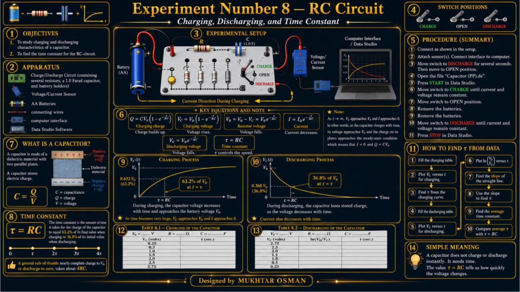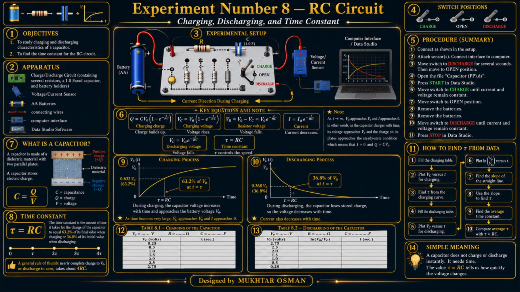7. What is a capacitor? A capacitor is made of a dielectric material with two parallel plates. A capacitor stores electric charge. 1. Positive charge plus Q. 2. Dielectric material. 3. Negative charge minus Q. C equals Q over V, where C is capacitance, Q is charge, and V is voltage.